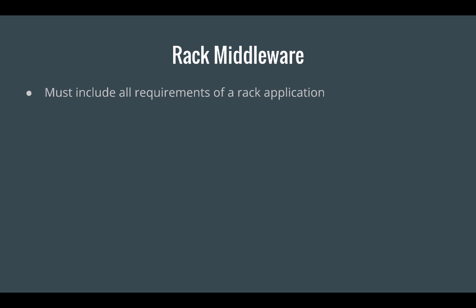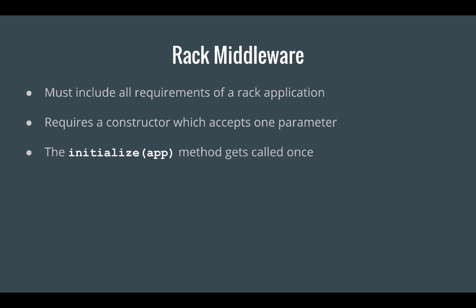So a rack middleware class, if you're defining one, must include all requirements of a rack application. So it has to have that call method, accepting a single parameter and returning an array of 3 elements. It has to have a constructor, unlike the application, that accepts a single parameter. The constructor, the initialize method, is going to be called a single time, and that's going to be called when you start your server. It won't be called anytime after that, as far as I've learned. And it's at that point that you establish the chain of apps.